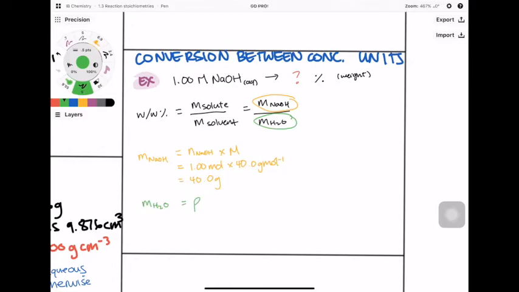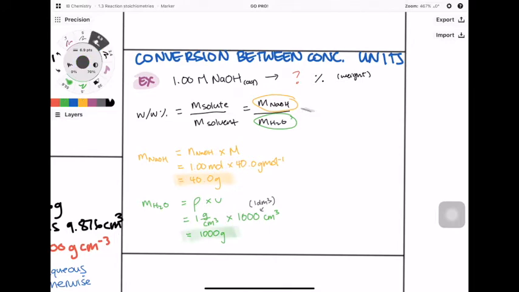Then I can find the mass of water, and here I'm using density. Again, remembering that the density of water is 1 gram per centimeter cubed. And then I also remember that I have 1 decimeter cubed, which, remember you have to convert so that your units agree with each other, is 1,000 centimeter cubed. So multiply decimeter cubed by 1,000 to get centimeters cubed. So overall, I have 1,000 grams of H2O.